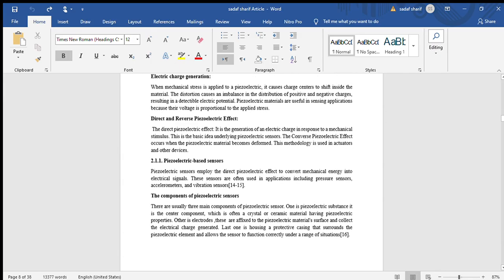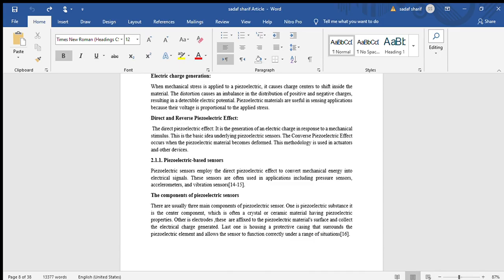Now, what are direct and reverse piezoelectric effects? The direct effect is the generation of electric charge in response to a mechanical stimulus, and that is the basic idea underlying the piezoelectric sensor. The converse effect is the opposite of that, and it occurs when the piezoelectric material becomes deformed under an applied electric field, and this methodology is used in actuators and other devices.